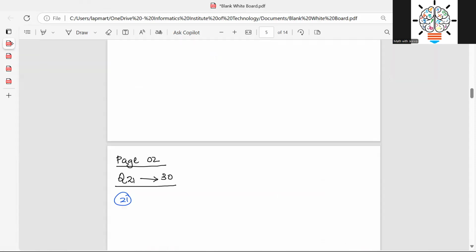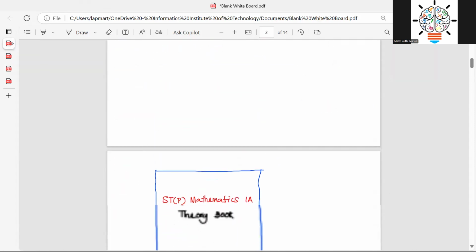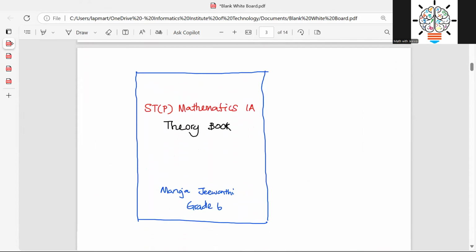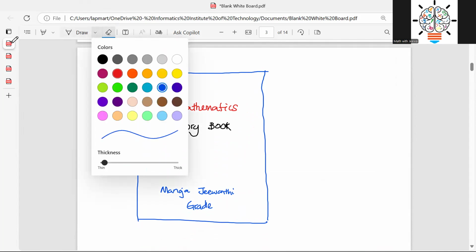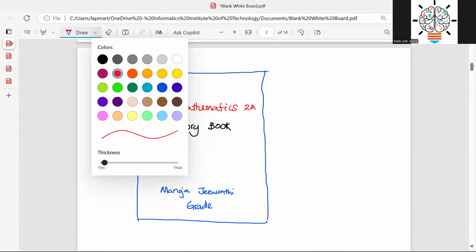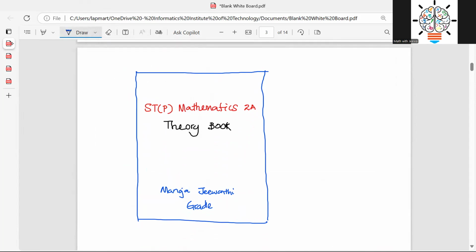If you can remember, in the introductory video, I showed you how you want to start it. But before that, what you want to do, you take your theory books and turn to the first page. Whatever the first page you come across, you turn to that and you want to write the things like this. STP Mathematics 2A, and then you write in black color theory book and your name, and you write that you are in grade 7 now, like this.